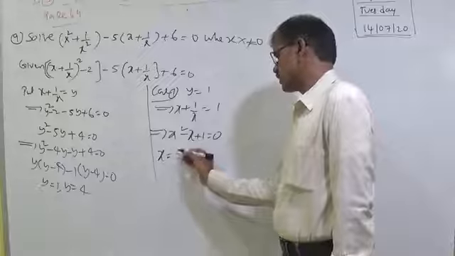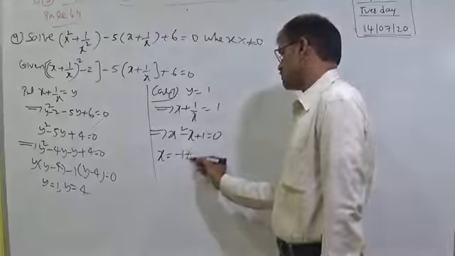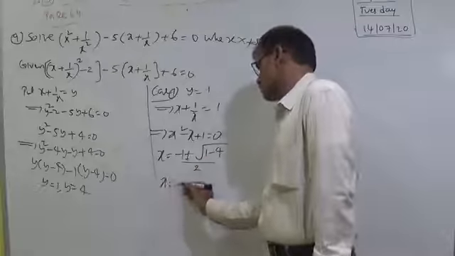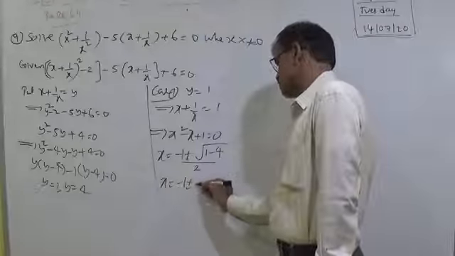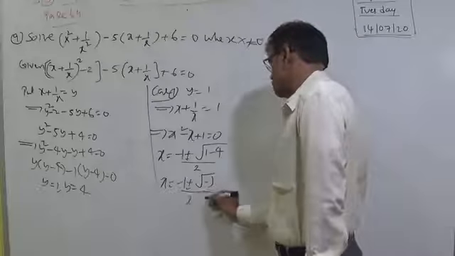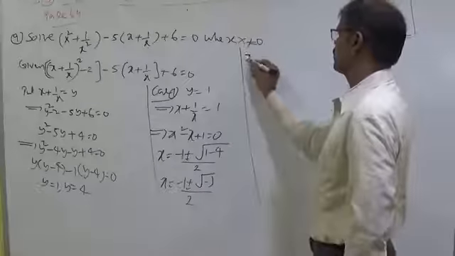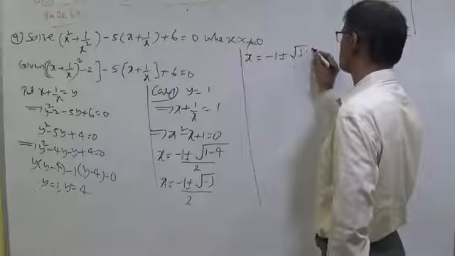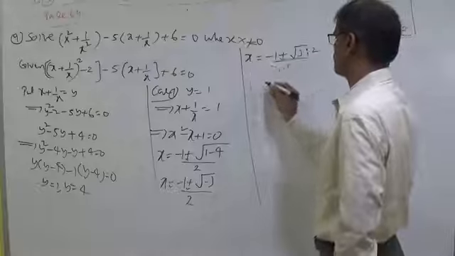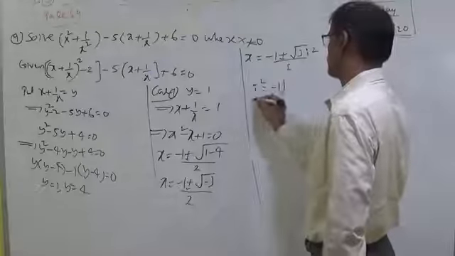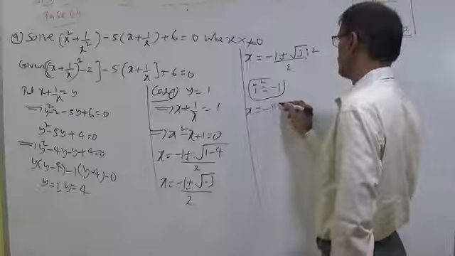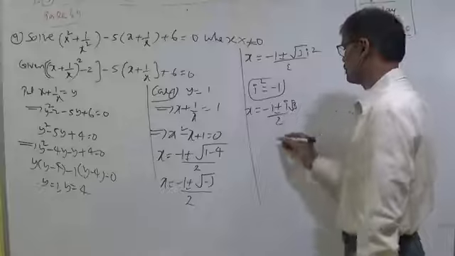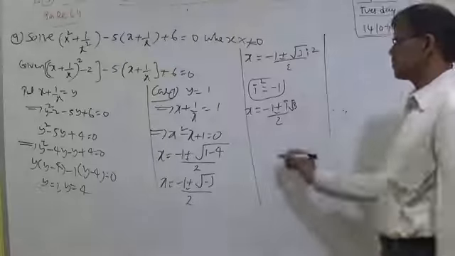That is why you can use the formula minus b plus or minus root b square minus 4ac by 2a. So x is equal to minus 1 plus or minus root minus 3 by 2. Whenever minus root 3 is there, you can understand this as root 3 into minus 1, and minus 1 becomes i square. You can learn in the complex number chapter. So x is equal to minus 1 plus or minus i root 3 by 2. This is case 1.